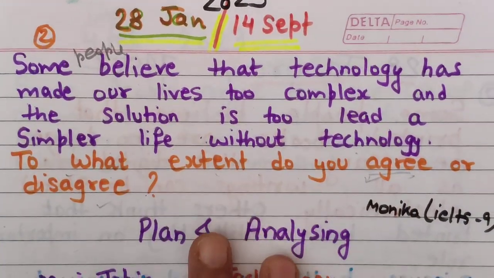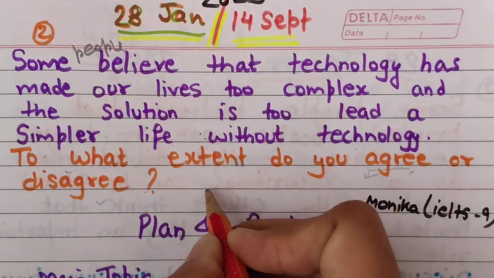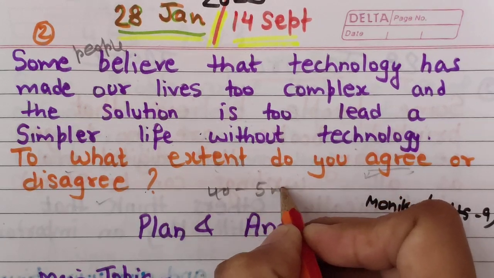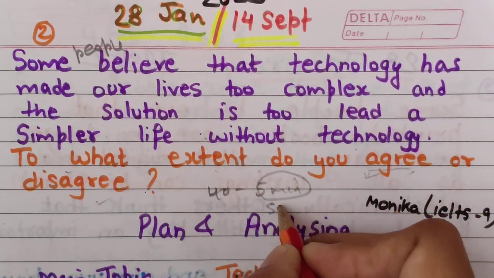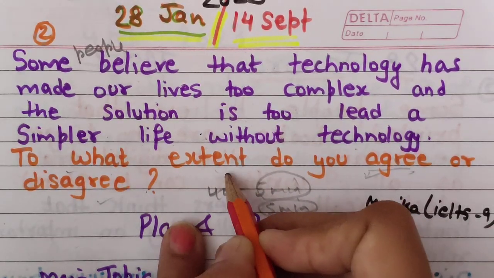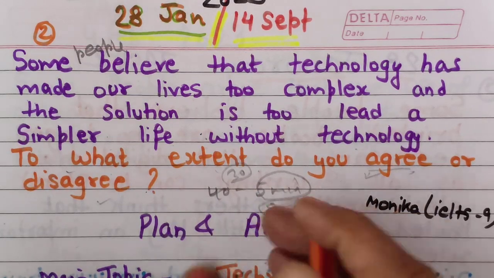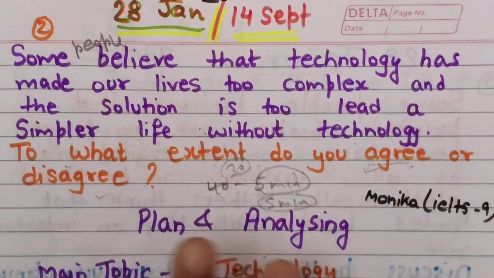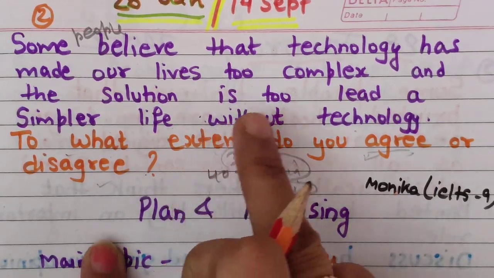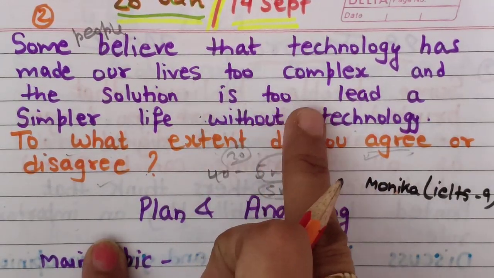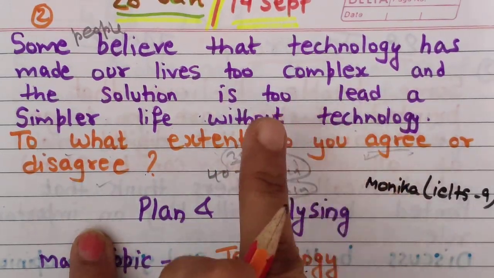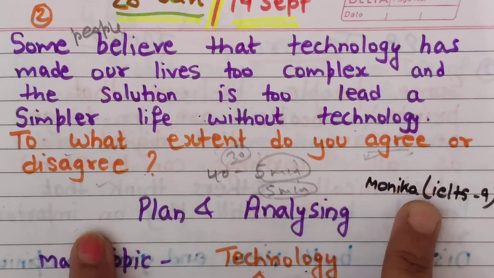And of course, how to plan this essay? As you know, we have been provided 40 minutes. The first 5 minutes you will be planning, the last 5 minutes you will be rereading and checking your own errors, and the remaining 30 minutes you will be writing your essay. So how to plan your essay? Of course, you have to read the question statement 4-5 times and try to understand its main topic. Now, please tell me what the main topic here is.